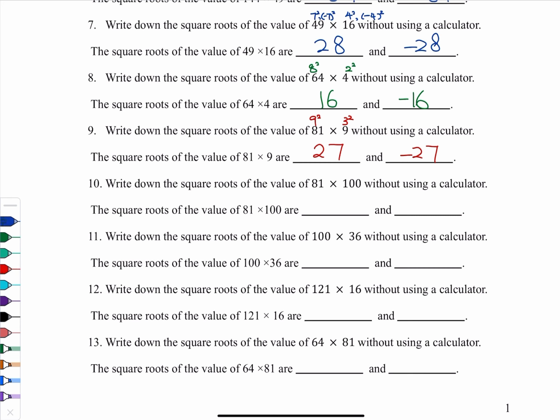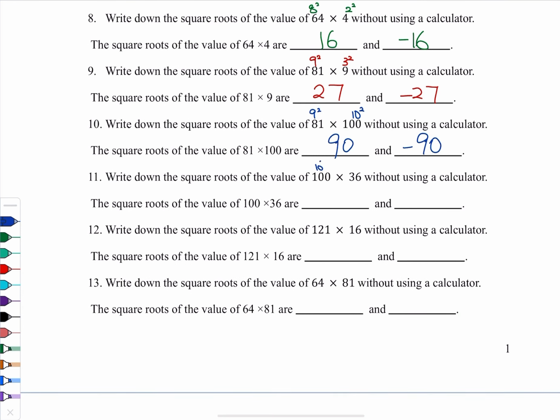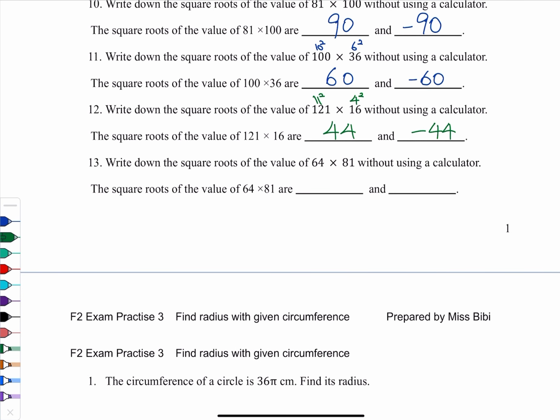81 is 9 square, 100 is 10 square, so 9 times 10, 90, and then you also have negative 90. And then 100 is 10 square, 36 is 6 square, so 10 times 6, 60, and you also have a negative 60. And the 121 is 11 square, 16 is 4 square, so 11 times 4, 44, negative 44. And then the last one, 64 means 8 square, 81 means 9 square, 8 times 9, 72, and negative 72.